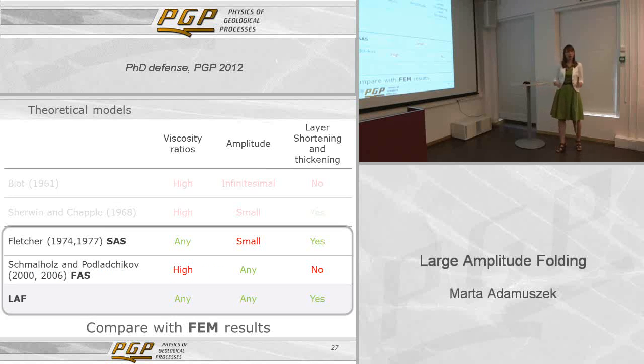So in order to show you how important it is to use these two corrections simultaneously, I compare LAF with the models of Fletcher and of Schmalholz and Podladchikov. The first one I would refer to as SAS. The second one I would refer to as FAS. And these three models I would compare with finite element results.